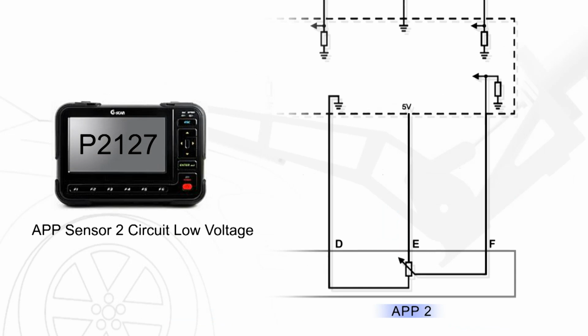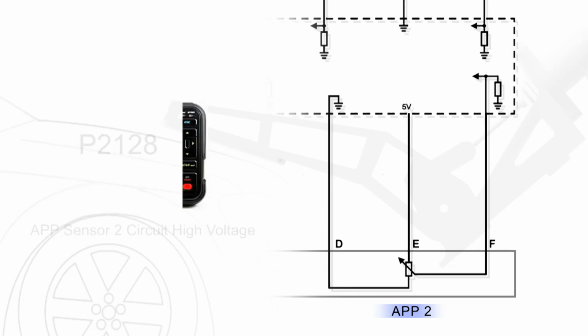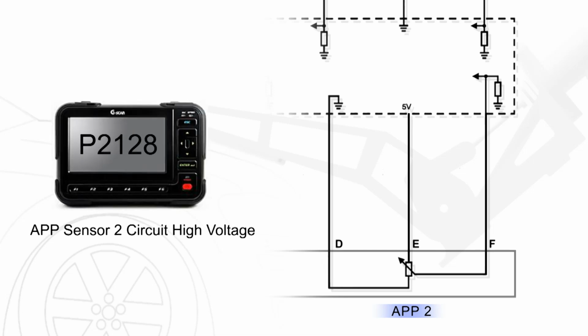P2127, accelerator pedal position sensor 2 circuit low voltage, we diagnose exactly the same as we would do a P2122, except this time we use APP2 instead of APP1. The same goes for P2128, accelerator pedal position sensor 2 circuit high voltage. We do exactly the same test as we would have done for a P2123, but this time on APP2.